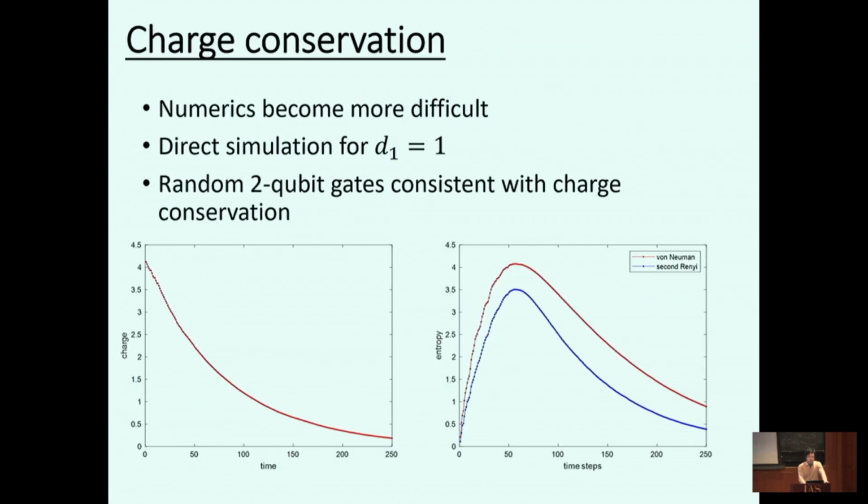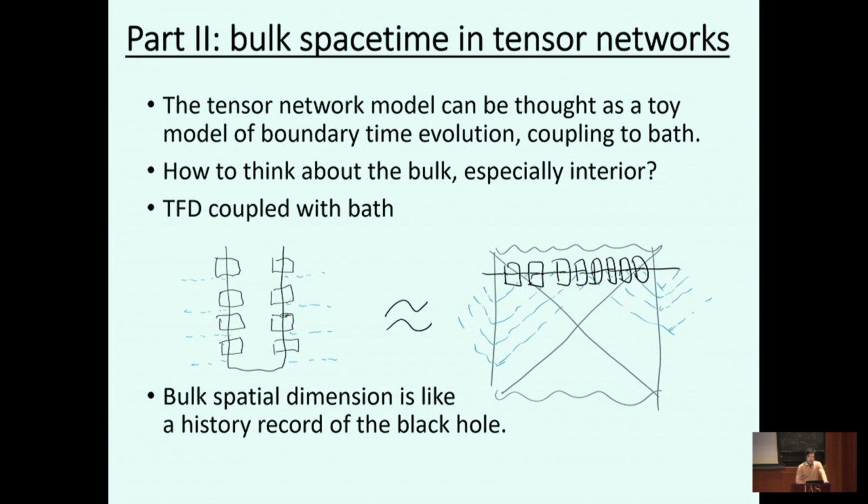Okay, because the tensor networks are describing the dynamics on the boundary, we don't really know how to go to the bulk. I want to make a little speculation about how to think about the bulk. This is very preliminary, but I hope I'm allowed to mention some crazy ideas during this workshop.